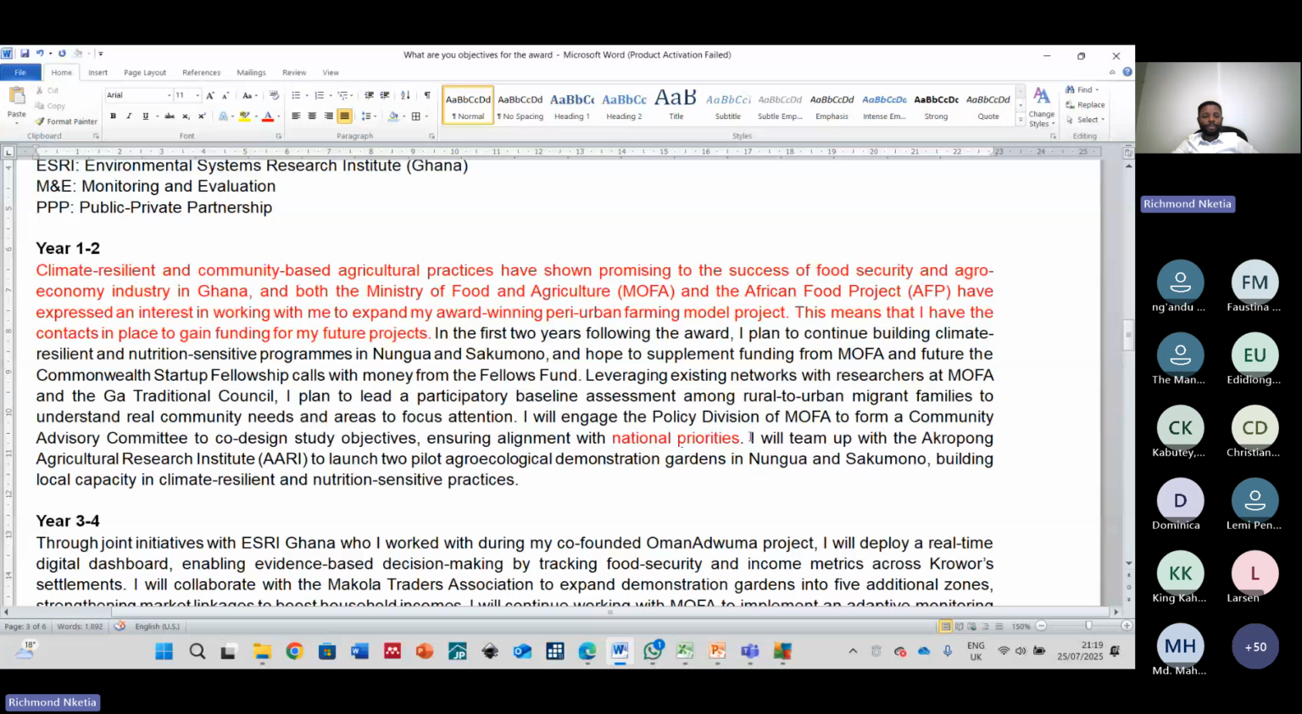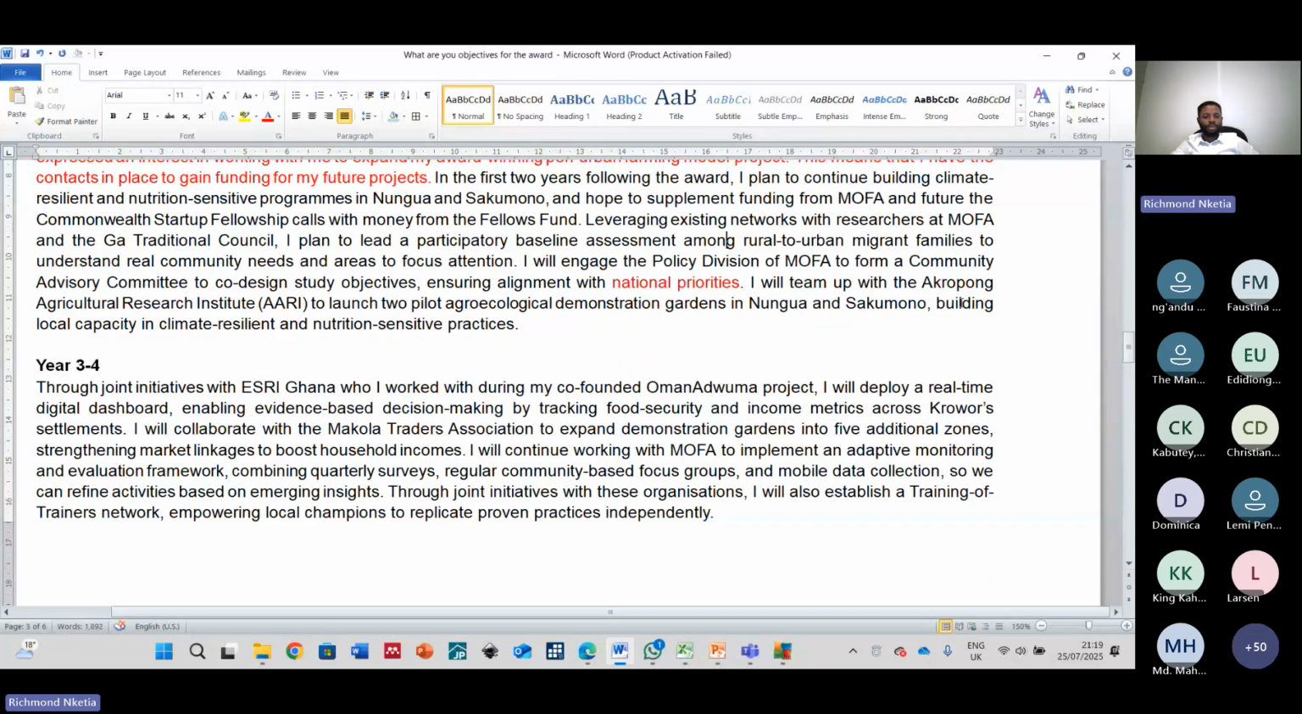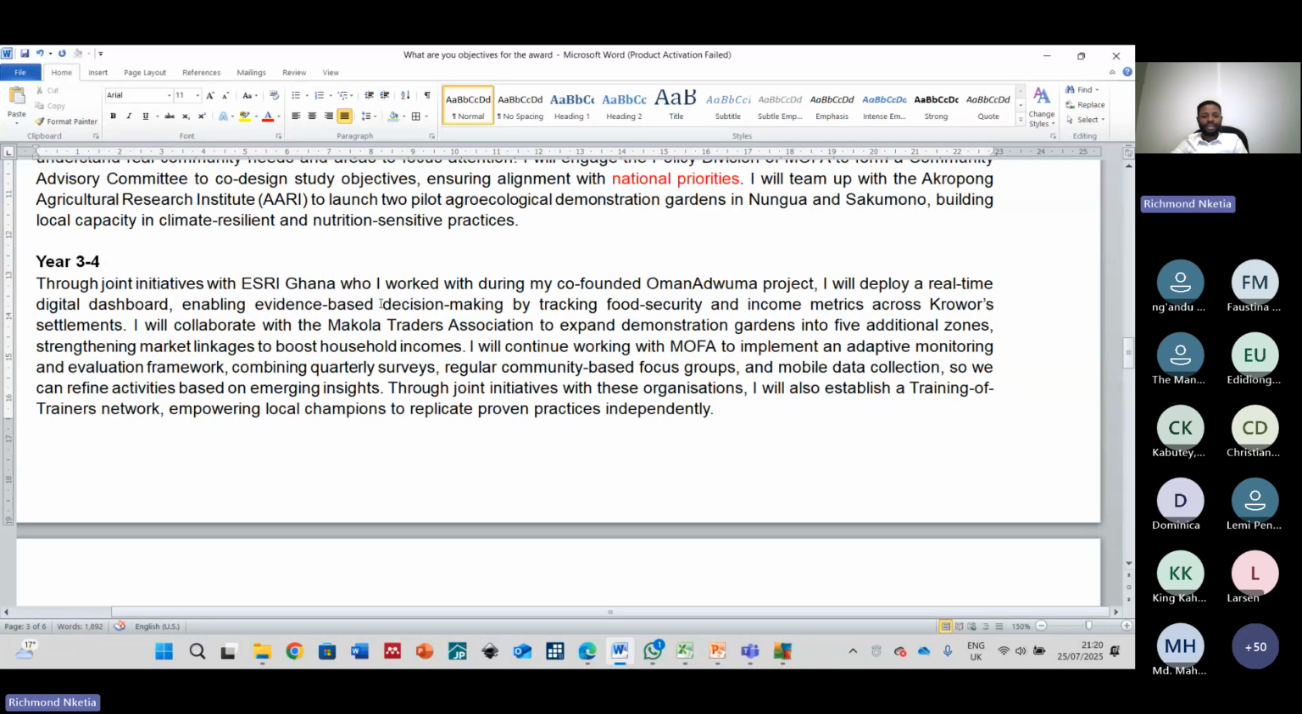I also team up with the Akupon Agricultural Research Institute to launch 2 pilot agroecological demonstration gardens in Nungua and Sakmon, building local capacity in climate resilient and nutrition sensitive practices. First 2 years gone. Third and fourth year, what am I going to do? What I intend to do is to build on those joint initiatives, through the joint initiatives with ESRI Ghana, another partner who I worked with during my co-founded Omanajima project.